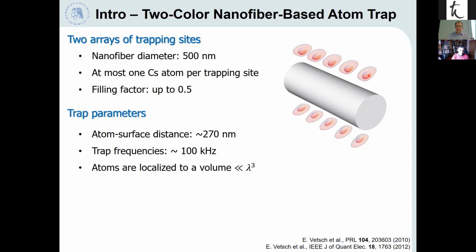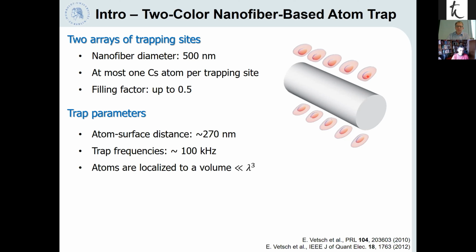The distance from the nanofiber surface is about 270 nanometers in our case, and the trapping frequencies in all 3 spatial dimensions, so the mechanical resonance frequency of the atom trapped in this potential, is about 100 kilohertz. And the atoms are localized in this trapping potential in all 3 spatial dimensions to a volume much smaller than the wavelength.